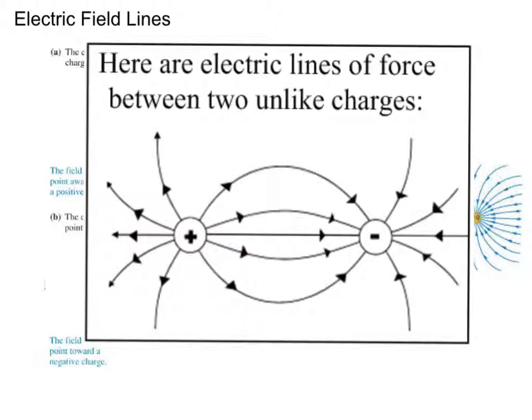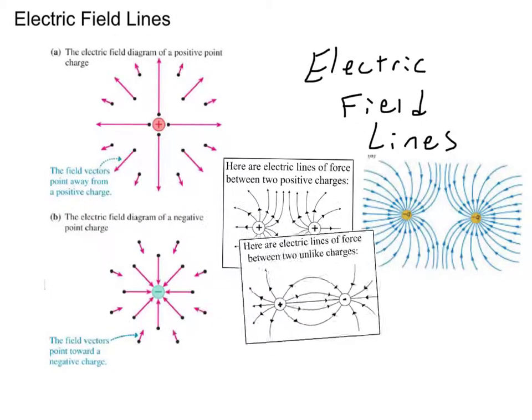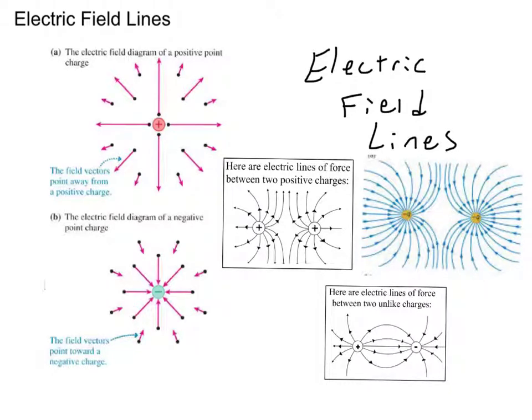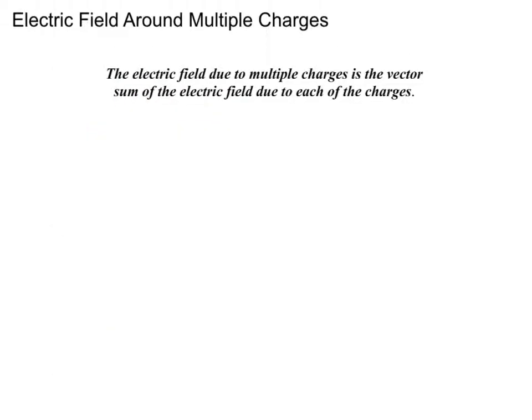Now it's important to remember that in these electric field diagrams, the electric field exists at all points in between these lines. These lines are just representations of that electric field at various points around those charges. Now suppose we want to find the electric field due to more than one source charge.